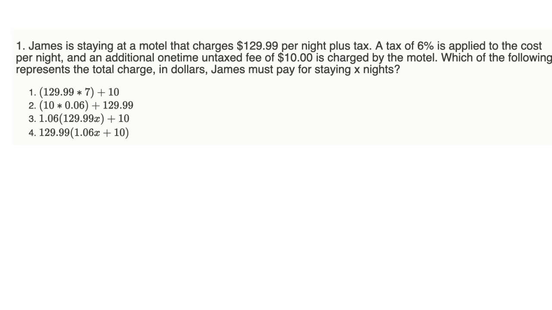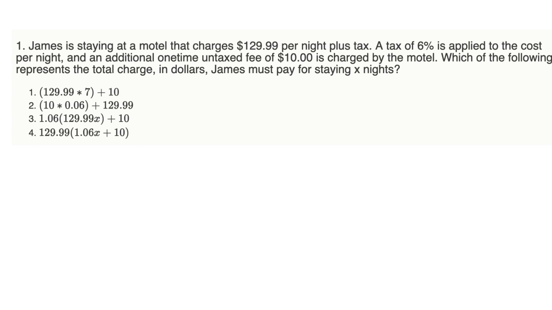Okay, so question 1. James is staying at a motel that charges $129.99 per night plus tax. A tax of 6% is applied to the cost per night, and an additional one-time untaxed fee of $10 is charged by the motel. Which of the following represents the total charge in dollars James must pay for staying X nights? So we are going to go through this, and generally the best way of solving these problems is just to go line by line and piece it together.